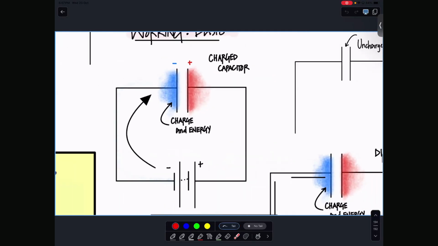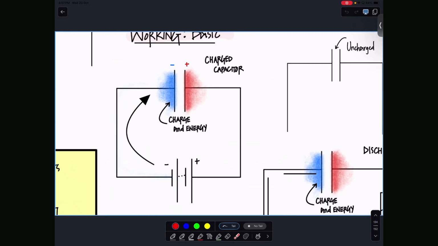So how does a capacitor work? The most basic version of it. You take a battery and connect it to a capacitor. This is the positive terminal of your battery. This is the negative terminal of your battery. What will happen is that the positive terminal here will attract electrons out of that plate, and the electrons will go like this to the battery like that.